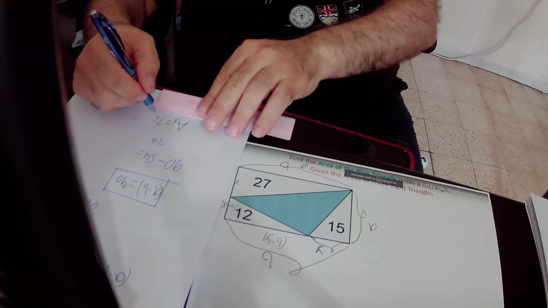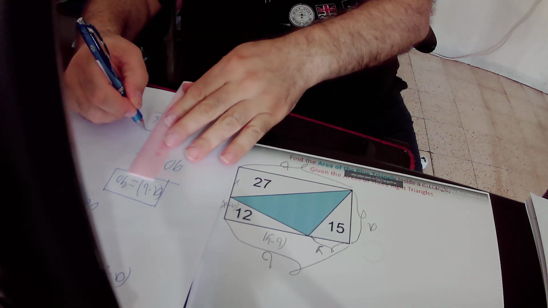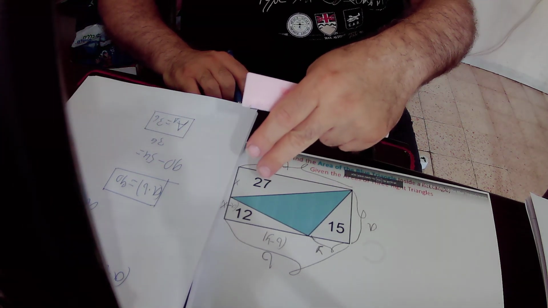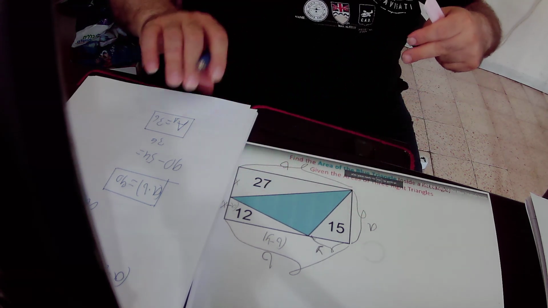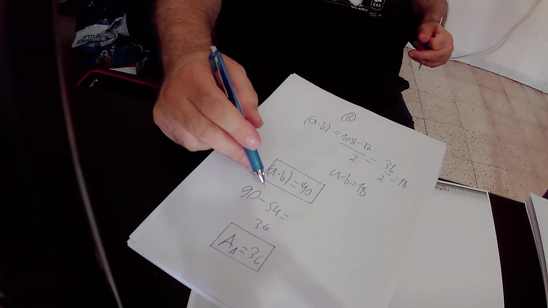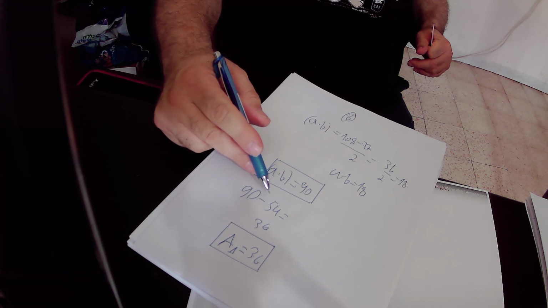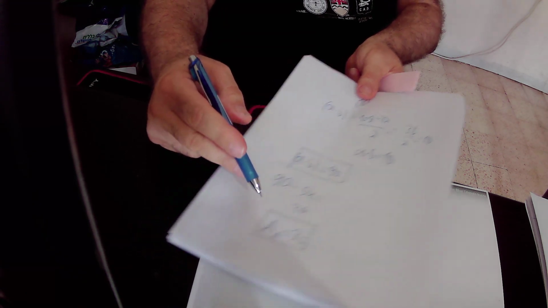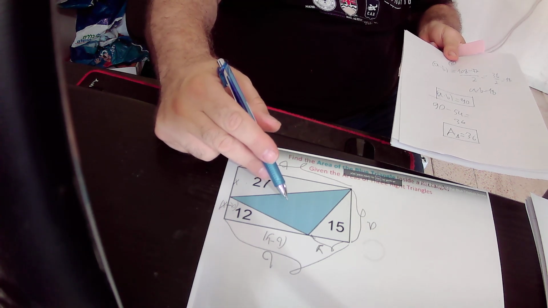Okay, again, the area of the rectangle minus the sum of the areas of those 3 right triangles equals the area of the blue triangle. So it is 90 units, the area of the rectangle, minus the areas of the 3 right triangles, that equals 54. This equals the area of the blue triangle, that is 36 units. Okay, so the area of the blue triangle equals 36 units.